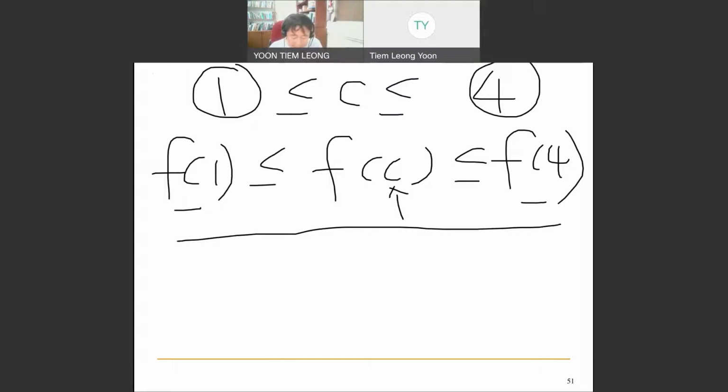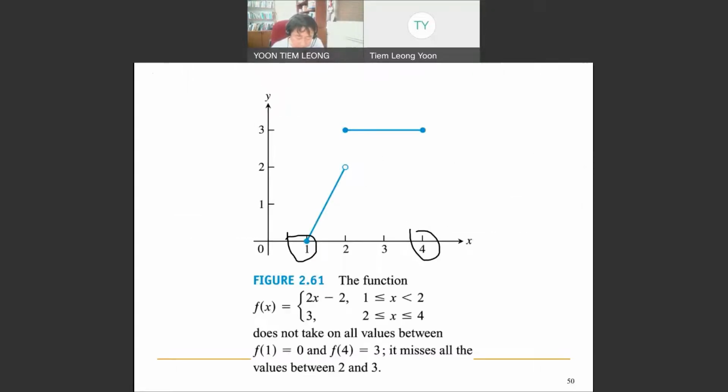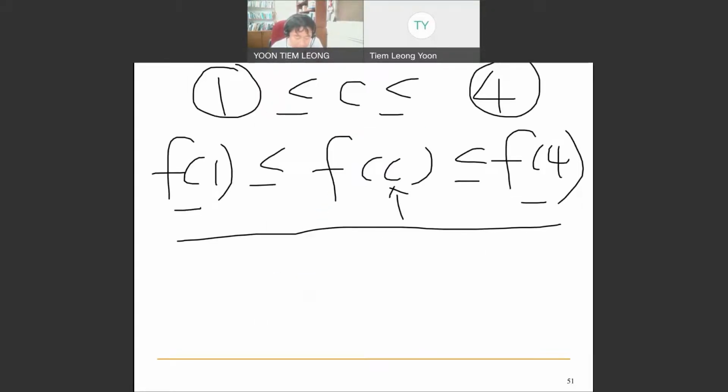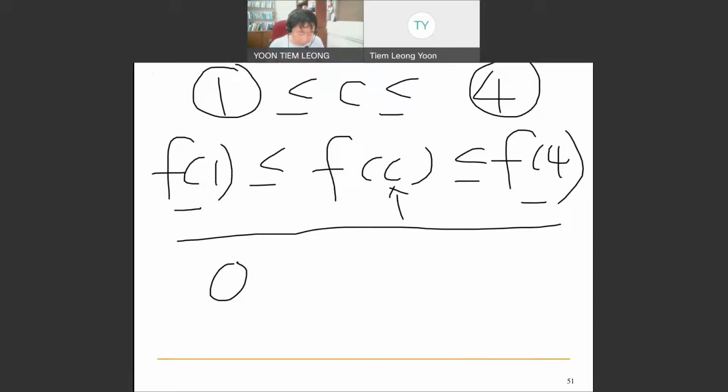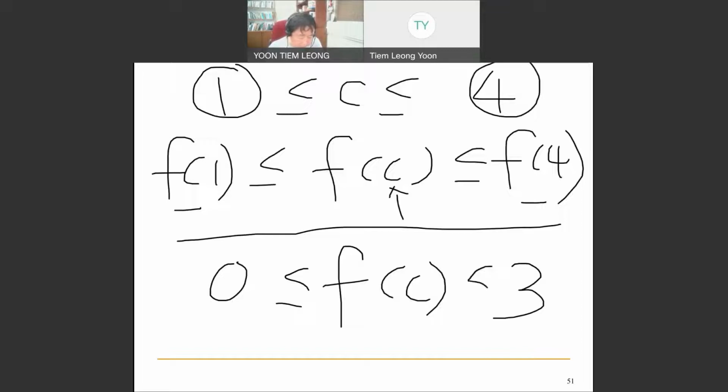So here, what is f at 1? f at 1 is a value of 0. So this is 0. And then what is f(4)? f at 4 is 3, right? So this is 3. According to the theorem, there must always be a number c where the value of the function f(c) lies between 0 and 3. So let us try to test out values that lie between 0 and 3.